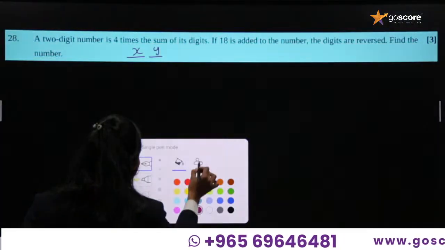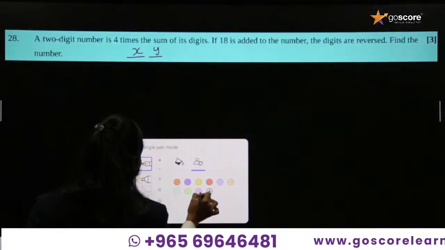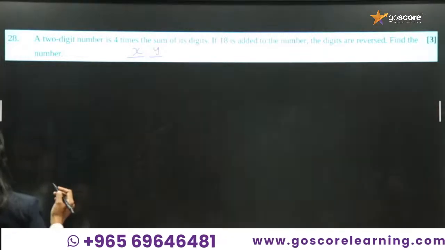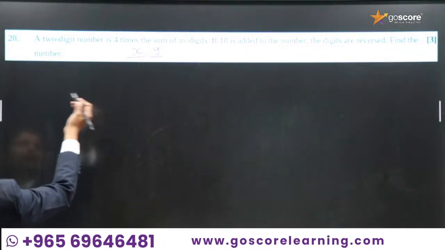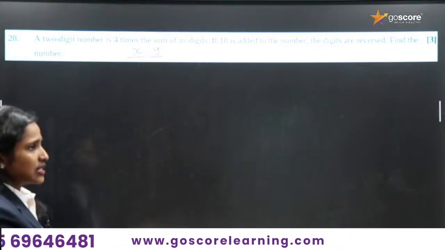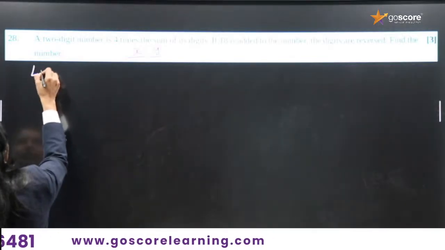Now, okay, so a 2-digit number is 4 times the sum of its digits, and we need to write that.